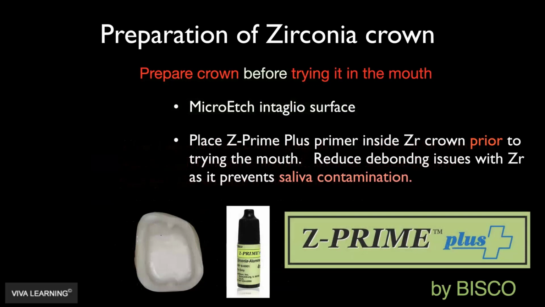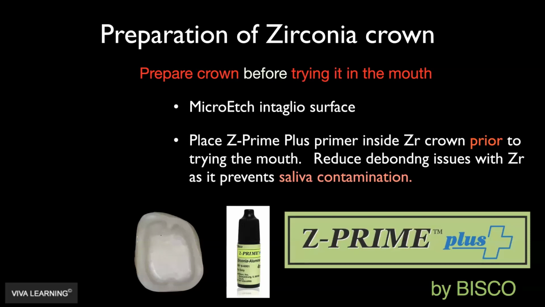The key is this: you want to put the Z Prime Plus in the crown prior to trying it into the mouth. So why is that important? Because you want to reduce any sort of problems with salivary contamination. If you don't put the Z Prime on inside the crown and you put it in the mouth, if you get saliva in there, you're not going to get bonding. No matter how much you rinse it out, you're not going to get bonding. I'll show you a remedy for something like that.